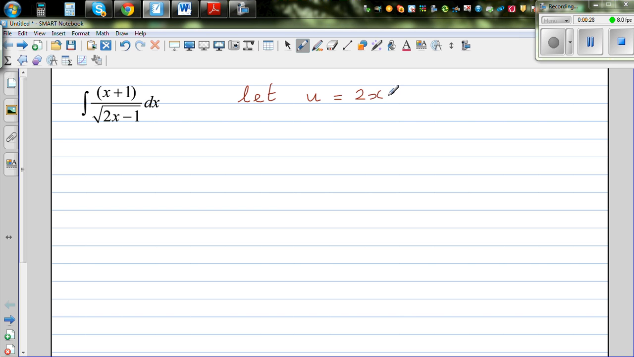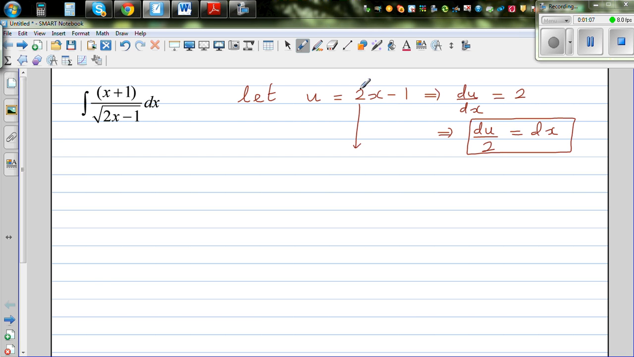Now my intention is to write the numerator, which is x plus 1, in terms of u, and also dx in terms of u. So this implies, differentiating both sides with respect to x, du by dx is equal to 2. And this implies I want to write dx in terms of u. So du by 2 is equal to dx. This is a substitution that I'm going to do later on. So I'm going to substitute dx as du over 2.